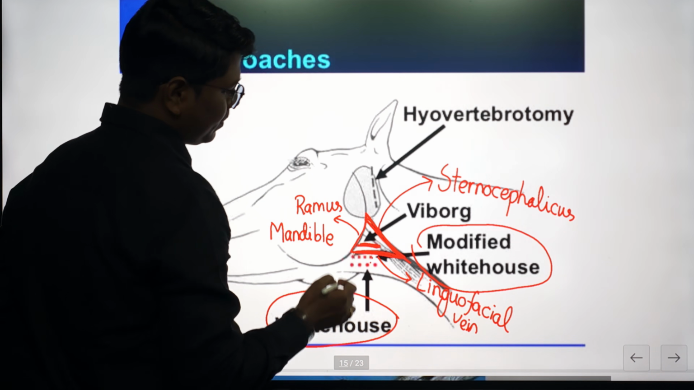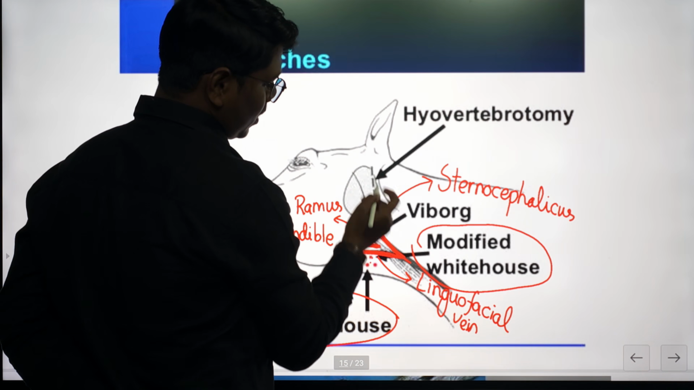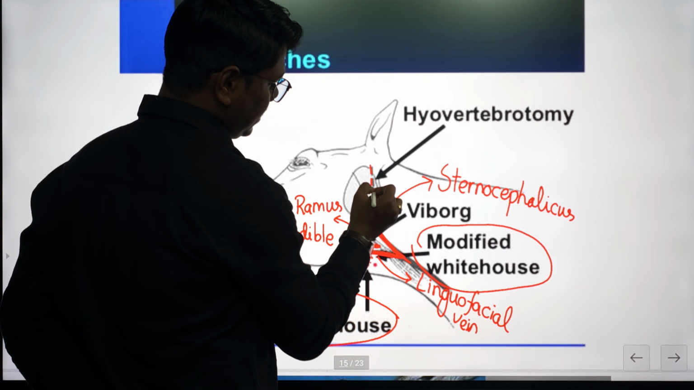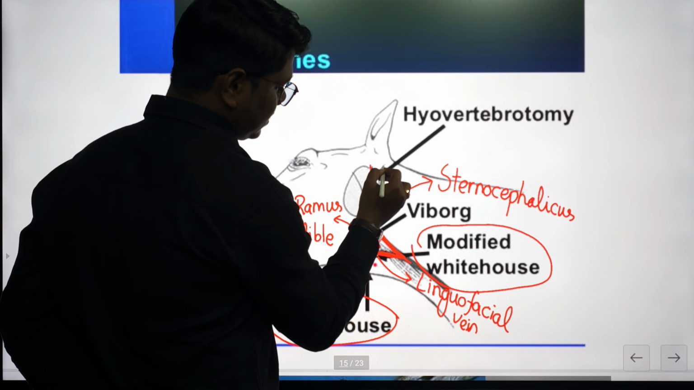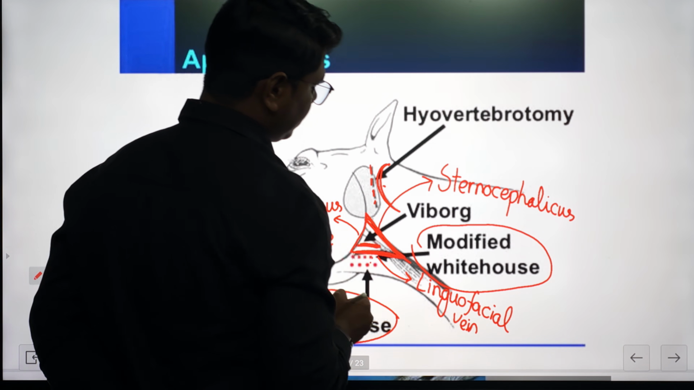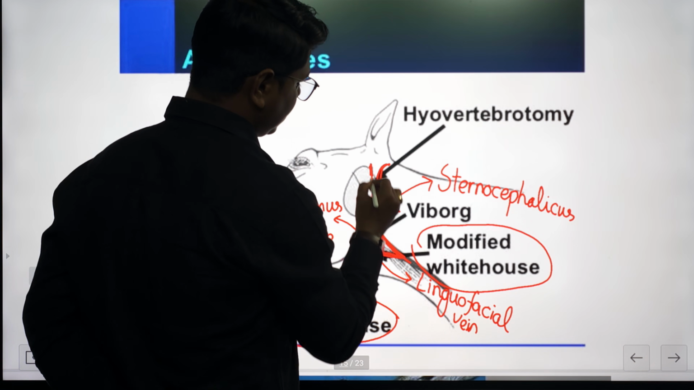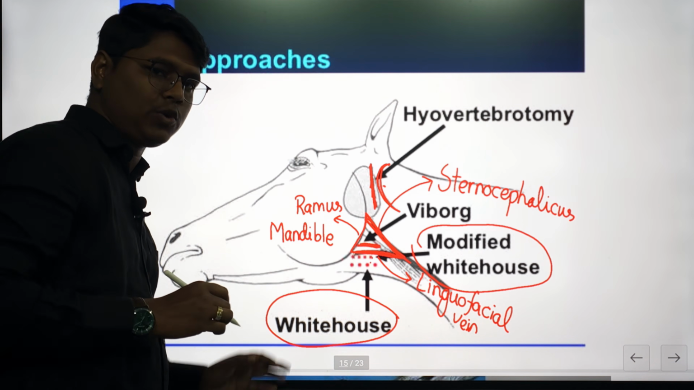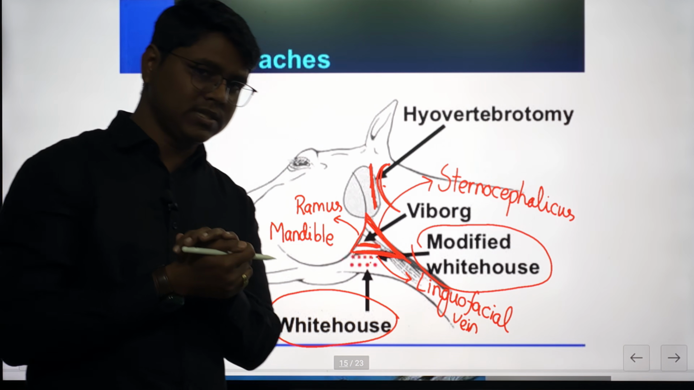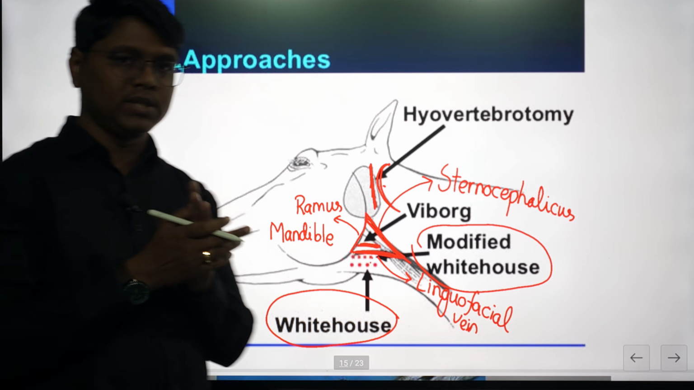For the hyovertebrotomy, here will be the atlanto-occipital joint and the wing of the atlas, you have to feel it. So you have to give the incision 2 cm cranial. This is the wing of the atlas. Here 2 cm cranial, parallel to the wing of the atlas. Okay. So this approach is the hyovertebrotomy. These are the 4 different approaches to approach the guttural pouch in case of horse.